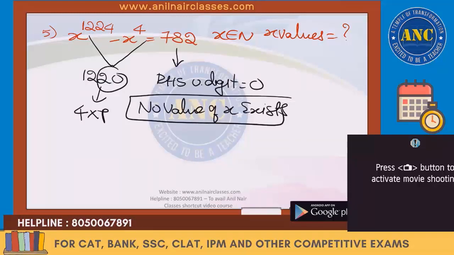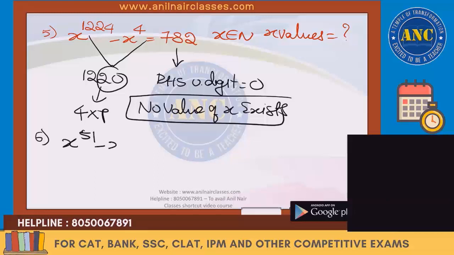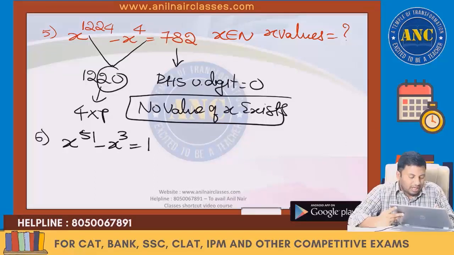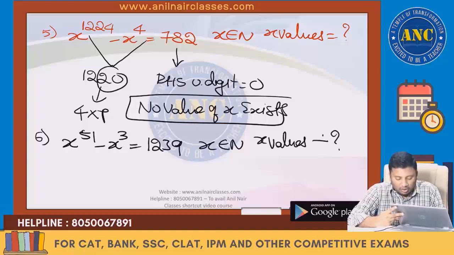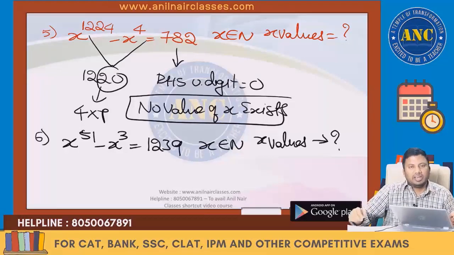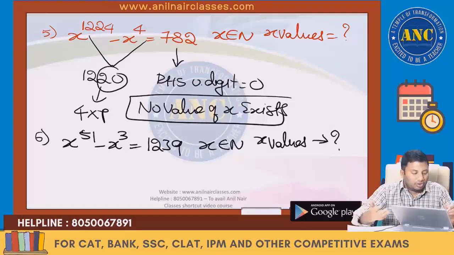Then we will write one more question, the sixth one. X power 51 minus x power 3 is 1239. X is a natural number. How many values will x take?